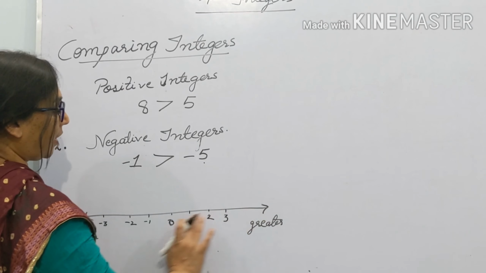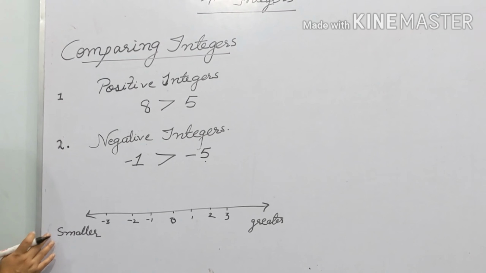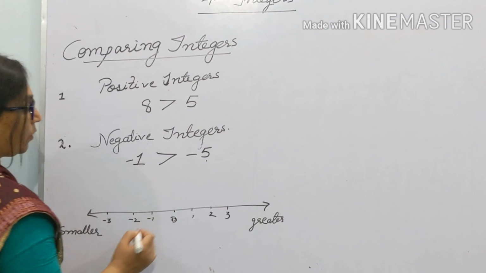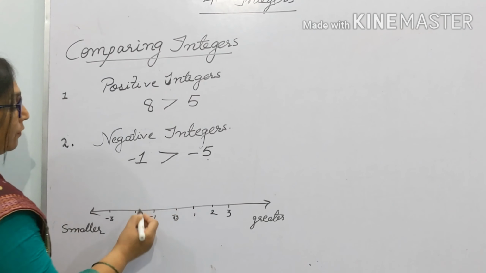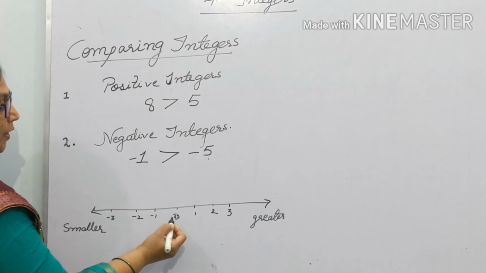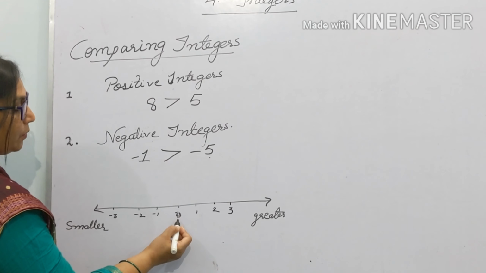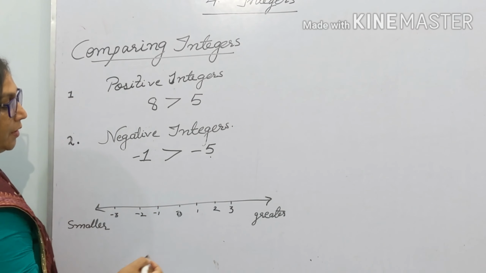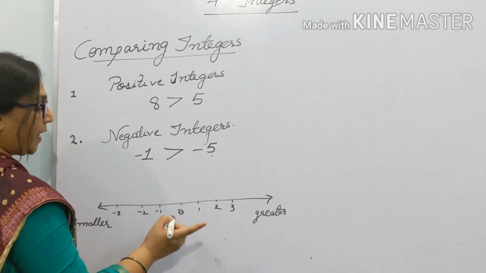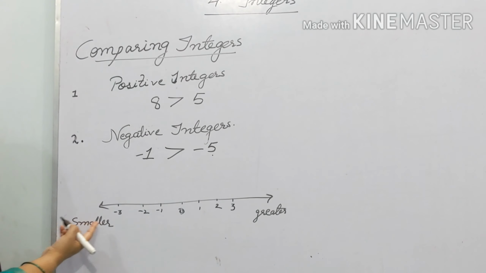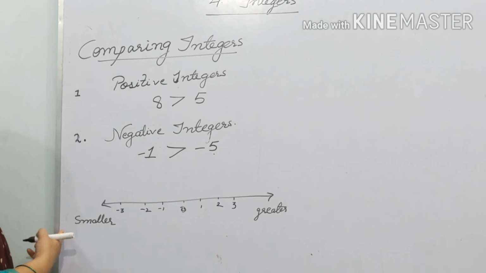All the positive integers are to the right of 0 and all the negative integers are to the left of 0. If you compare two numbers on the number line, the number to the right is always greater and the number to the left is smaller. So here you can see all positive integers are to the right of 0. So first conclusion, all positive integers are greater than 0. Second, all the negative integers are to the left of 0. So all negative integers are less than 0.